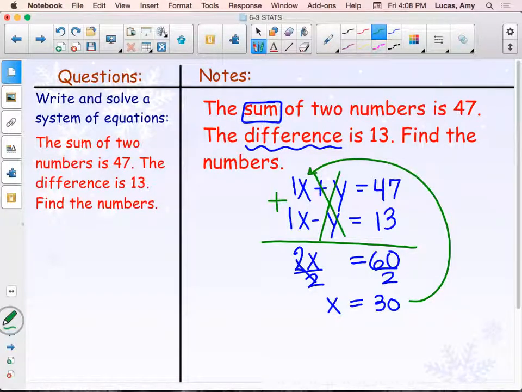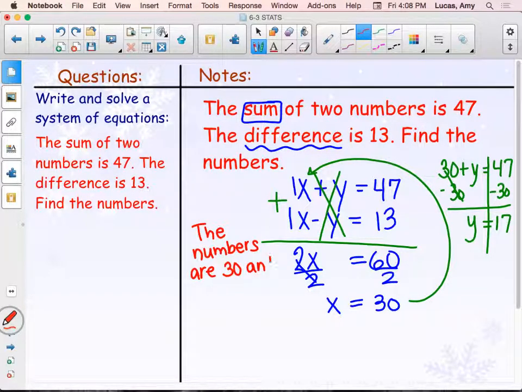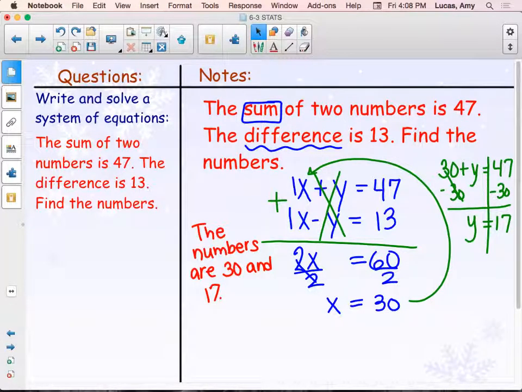If I go back to my original, it said x plus y equals 47. So 30 plus y equals 47. If I subtract 30 from 47, y equals 17. So it said find the numbers. The numbers are 30 and 17. You could check by adding them together. 30 plus 17 is 47, and then subtracting them. 30 minus 17 is 13.